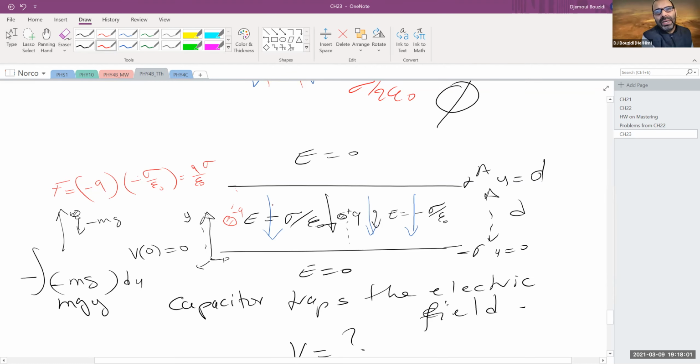So if I throw a particle in here with an initial velocity, it's going to be a projectile motion. A positive charge is going to fall to the negative plate. A negative charge will do a projectile motion, but fall to the positive plate. That is the only thing that is different in here.